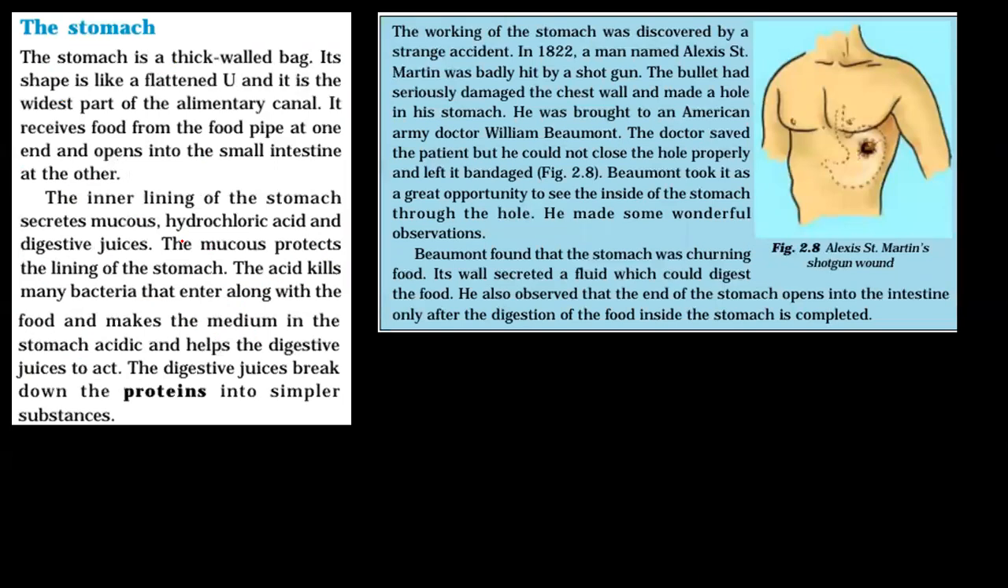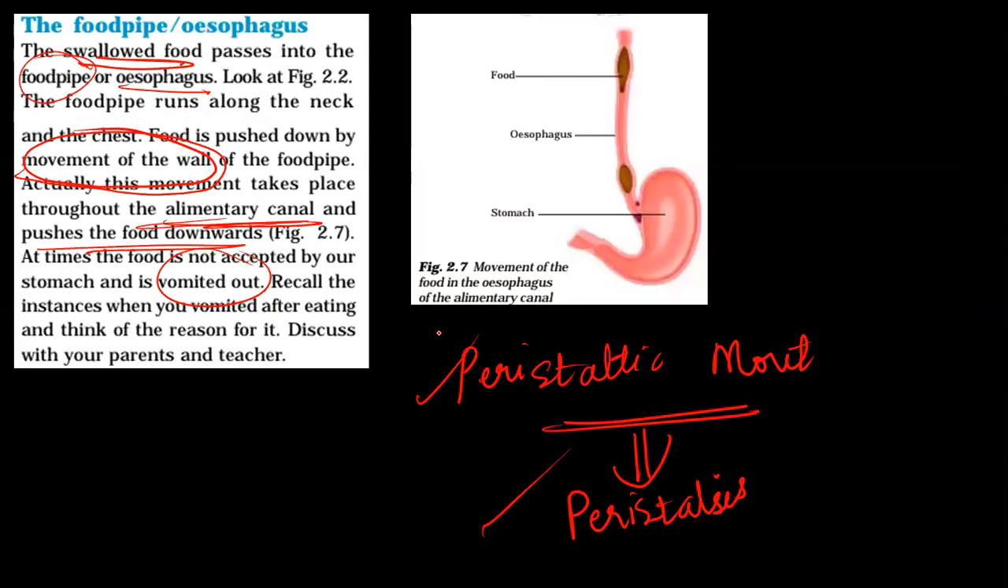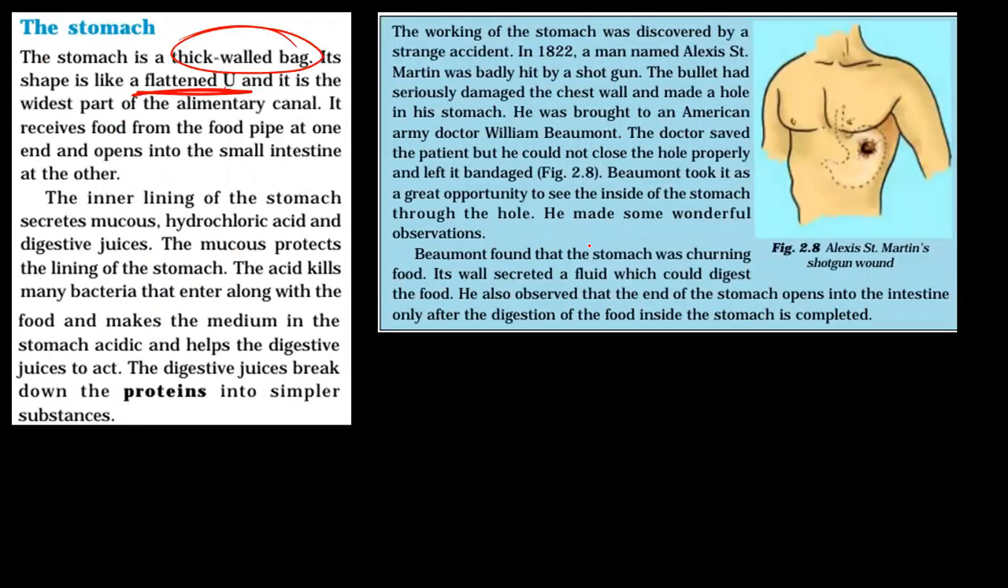Now let's move on to the stomach. So the stomach is like a flattened U and it is thick walled. It's a bag, it's like a sack. Now, as you know, stomach, I can show you. We know this is the stomach. It connects the food pipe and the small intestine. Here, this is the opening of the small intestine. This is the closing of the food pipe. So the stomach connects both of them. And you can look at the shape as well. Now, it receives food from the food pipe, and it opens into the small intestine, as I had mentioned.